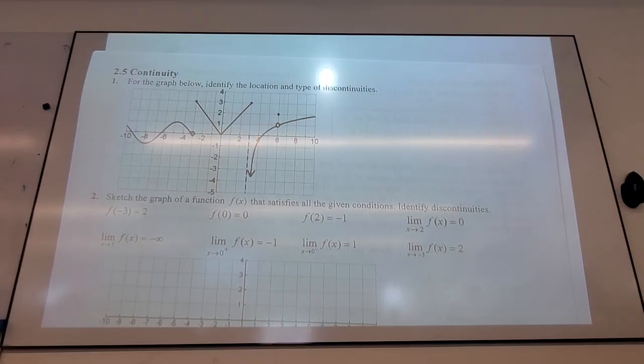For an input of negative 3, where's that? Point to an input of negative 3. There, right? Output of 2. Bam! All right, keep going. Just plot the stuff you know for sure.